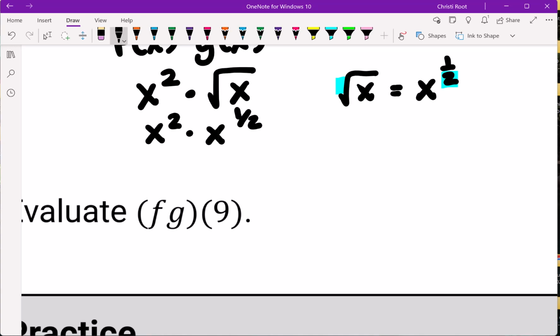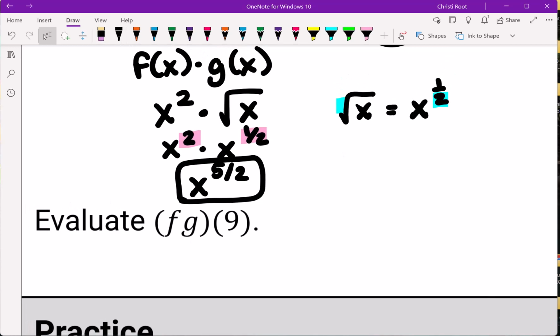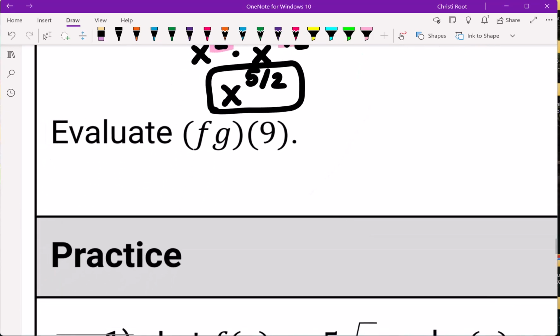Here's where your exponent rules come into play. If you have the same variable and you're multiplying them, what is your rule for your exponents? What do you do to them? You add them together. So on your calculator, if you add 2 plus 1/2, you get 5/2. While this is technically correct, it's likely that your final result should be x to the power of 5/2.